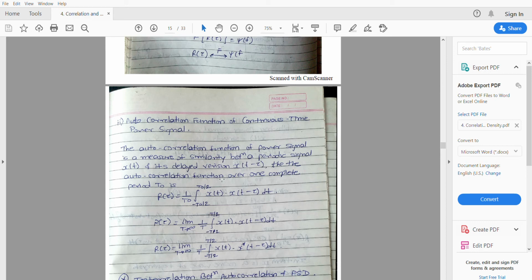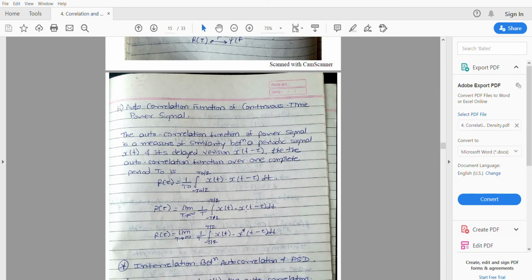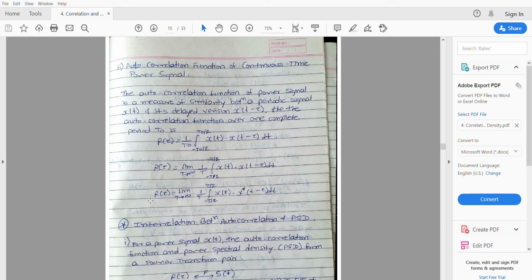The autocorrelation function over one complete period T0. Here we are considering that the given x of t is a power signal, so the formula changes slightly, as we have to consider its period. The integration becomes minus T0 by 2 to plus T0 by 2 of x of t into x of t minus tau dt. So this is the autocorrelation function of the power signal.